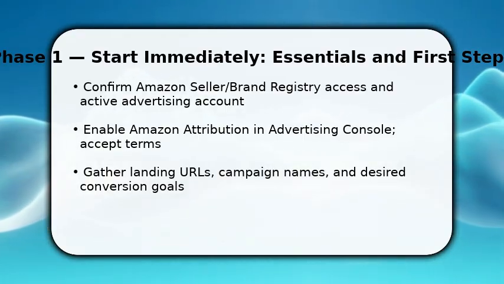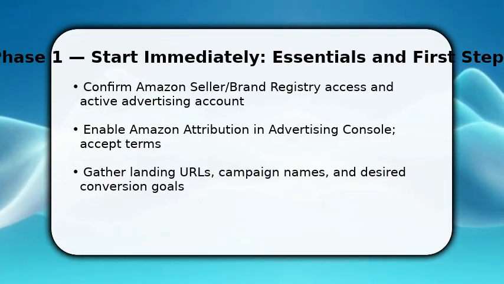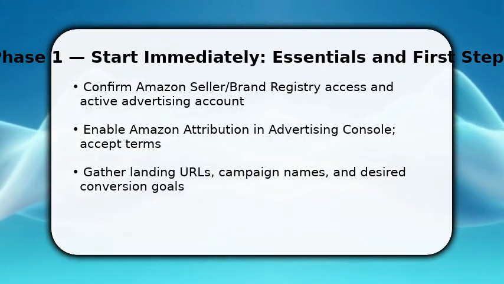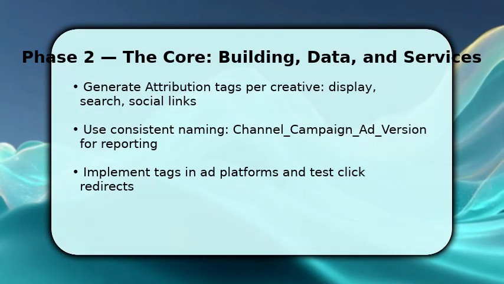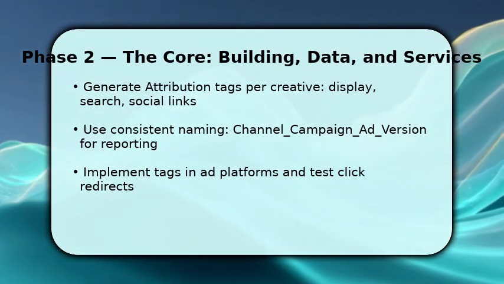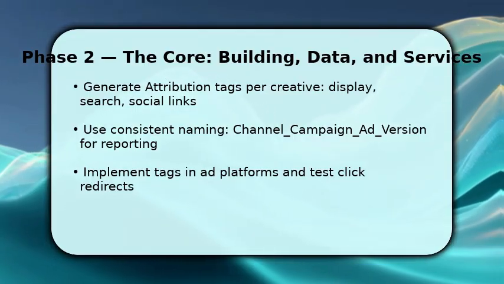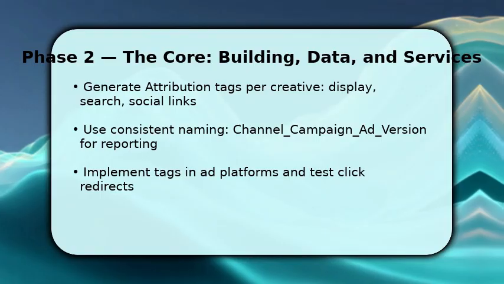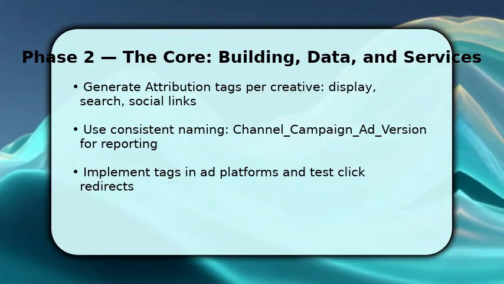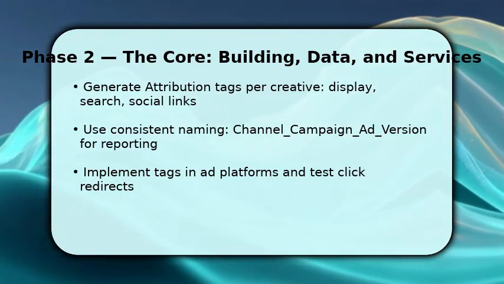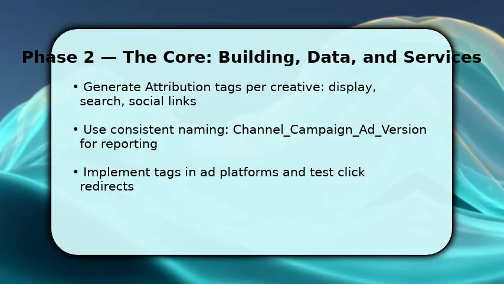It affects reporting. Now you're ready to generate your first measurement tag and attach it to external ads. Now you create tags for each external creative, social, display, search, because granular tagging gives clearer insights. In the console, pick the conversion metric, set the attribution window, then generate the tag and name it Channel Campaign Ad Version for consistent reporting.